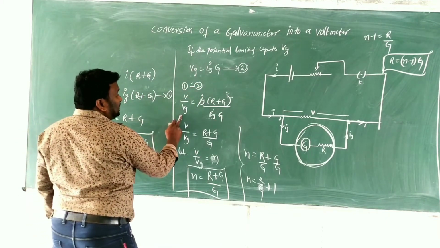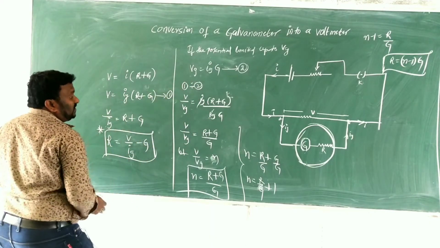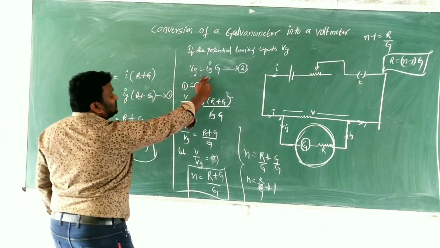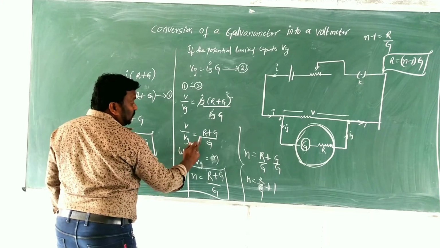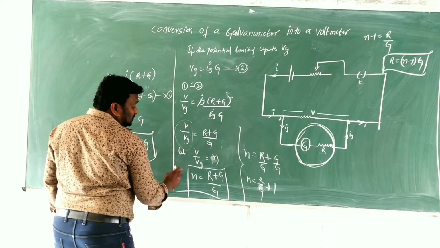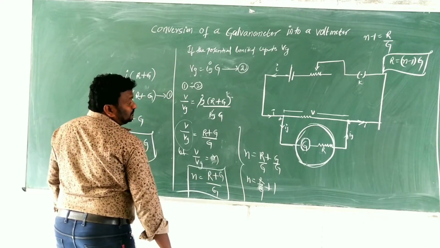Then V by Vc is equal to Ig into (R plus G). Dividing these two equations, what do we get? V by Vc is equal to Ig into (R plus G) by Ig into G. Ig cancels, we will get V by Vc is equal to (R plus G) by G. And we consider this term as N. Then N is equal to (R plus G) by G.